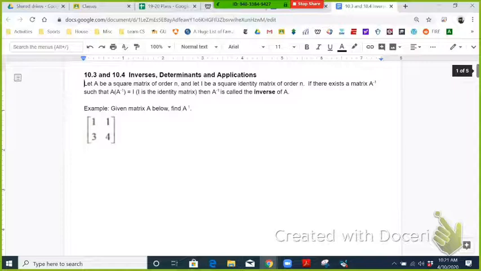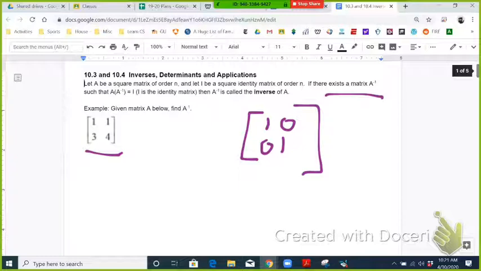Let A be a square matrix of order n. So right here would be a square matrix of order 2, because it's a 2 by 2. And we're only going to find inverses of square matrices, and we're only going to find inverses by hand of 2 by 2 matrices. When we get to 3 by 3 matrices, those are going to be done with the calculator. And let I be an identity matrix. If it's a 2 by 2 identity matrix, it would look like that. If there exists a matrix A^-1, so that symbol means the inverse of A, such that A times its inverse equals the identity matrix, then that is called the inverse.